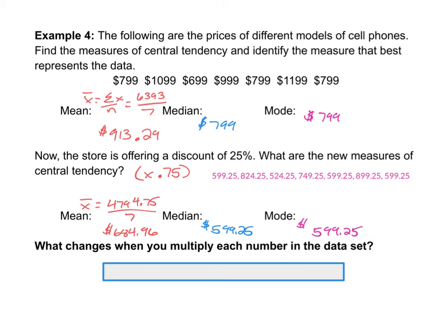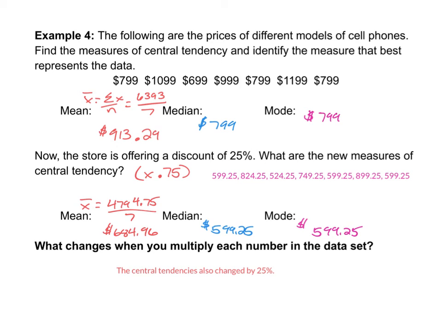What we should now see is a mean of 684.96, median of 599.25, and a mode of 599.25. So what did you see when we multiplied each number in the data set? Well, this would also be a change of that 25%. Everything decreased by 25% throughout our data set. All right, and let's take a look at example 5.